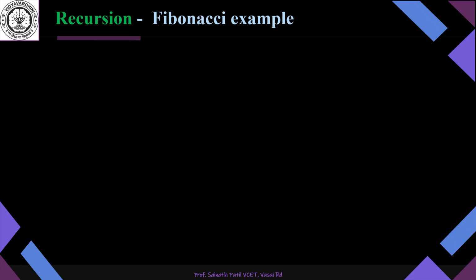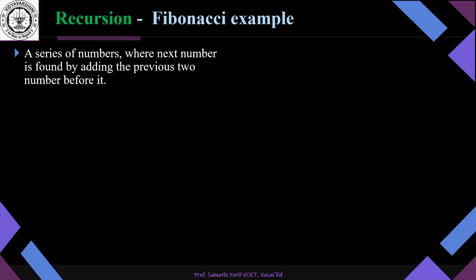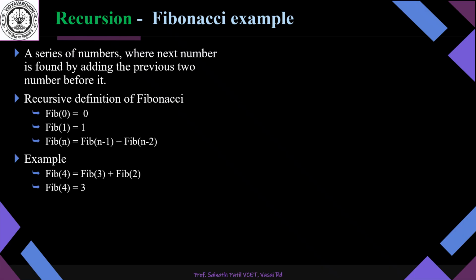Next example of recursion is the Fibonacci series. Fibonacci series is a series of numbers where the next number is found by adding the previous two numbers before it. So the recursive definition of Fibonacci is: fib of 0 is 0 and fib of 1 is 1. So the recursive definition can be given as fib of n is equal to fib of n minus 1 plus fib of n minus 2.